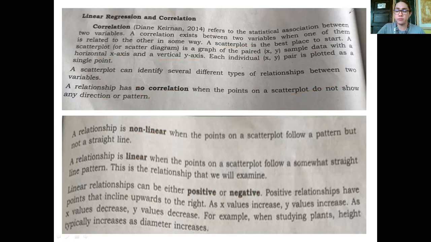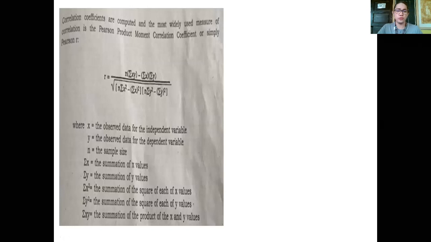Now, as I have said, it's very difficult to imagine without knowing its graph. So later I will present to you the graph. In this case, let's first define what a correlation coefficient is. Correlation coefficients, known as R, are computed, and the most widely used measure of correlation is the Pearson product moment correlation coefficient, or simply called Pearson R. Pearson R is the most common statistical tool used to measure correlation. Okay, do not forget that one.